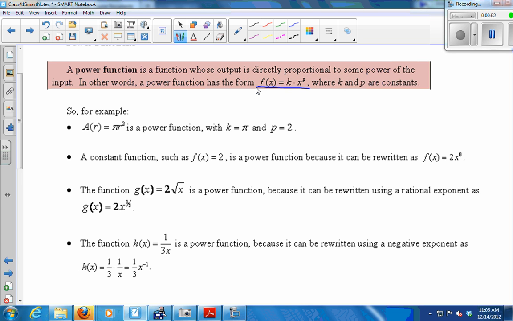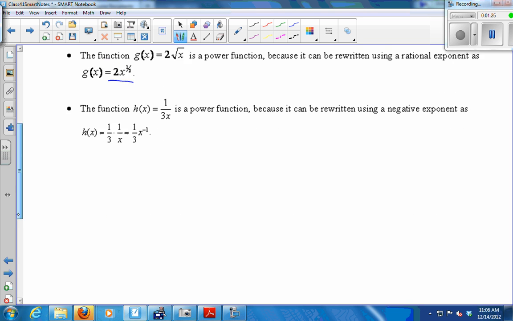For example, A of r equals pi r squared is a power function. Pi is the k and 2 is the p. A constant function is a power function because it could be written as f of x equals 2, or 2 times x to the 0. And 2 square root x is a power function because you could write it as 2x to the 1/2. It's just a number times x to another number, and there's no restrictions on what the numbers can be.